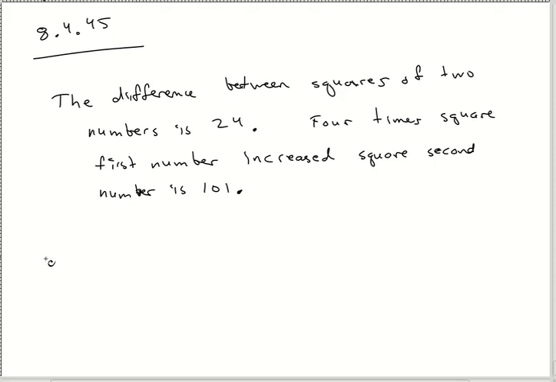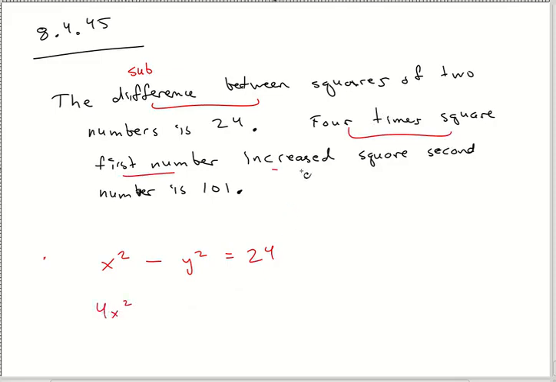All right. Wow. What's going on here? We're going to make this into math. Difference means subtraction. Difference between means subtraction. Squares of two numbers, how about x squared and y squared? Subtraction equals 24. It says 4 times the square of the first number, 4x squared, increased, what is that? Plus the square of the second number is equal to 101.